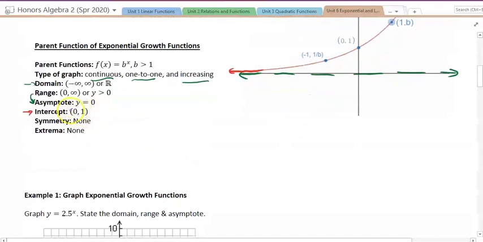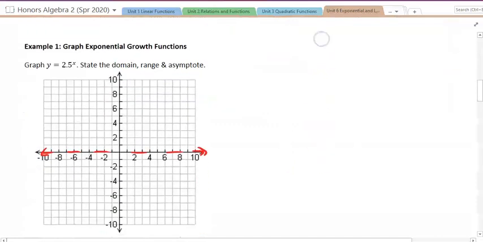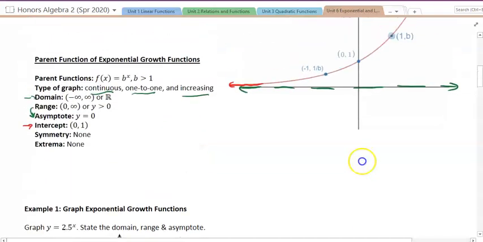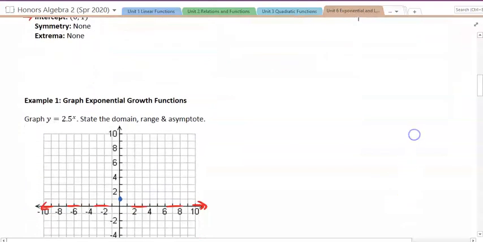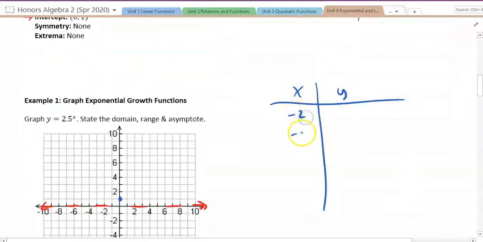The y-intercept is 1. So this graph is going to go through at 1. Now, let's talk about a couple of other points I didn't mention previously. We have (1, b) and (-1, 1/b). Now, what that means is this. When I go to my table, and I have my x values and I have my y values, my x values, let's go -2, -1, 0, 1, and 2.